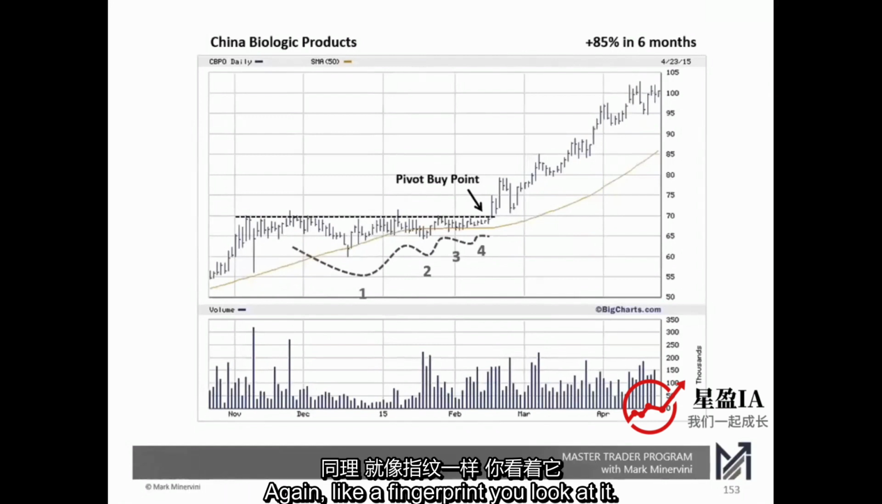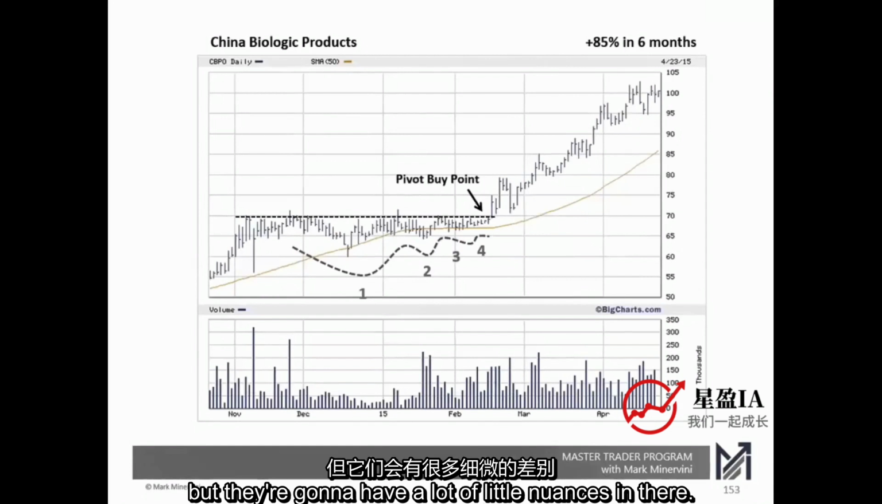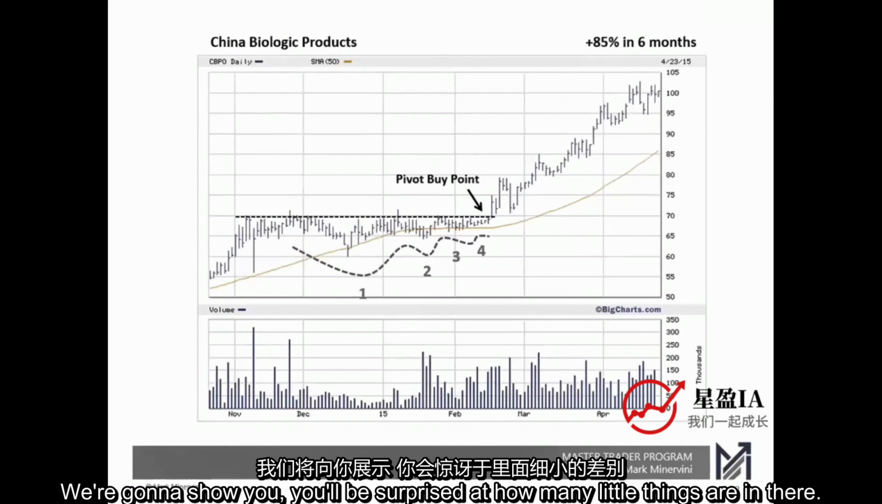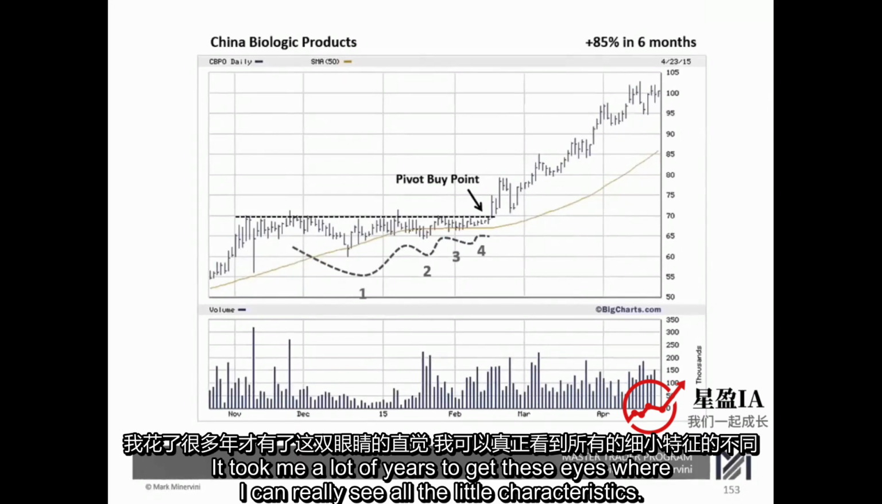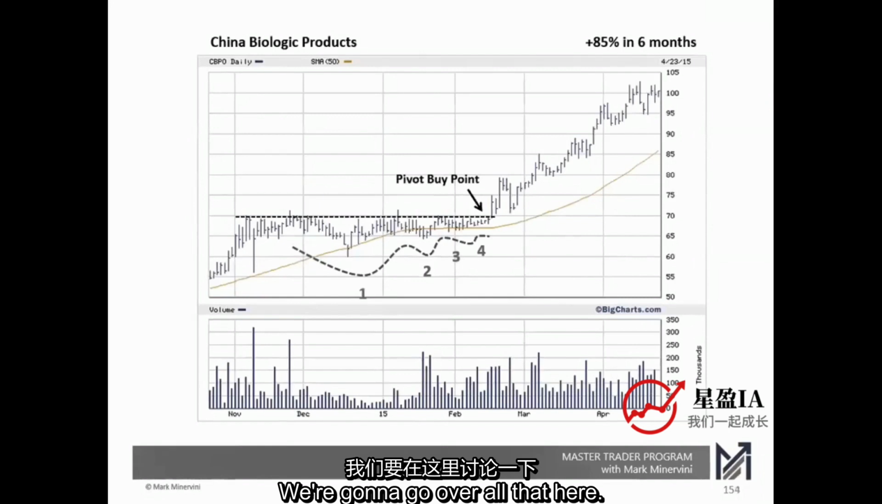And again, like a fingerprint, you look at it and it looks the same, and these will look the same, but they're going to have a lot of little nuances in there. And we're going to get even deeper, and we're going to show you. You'll be surprised at how many little things are in there. It took me a lot of years to get these eyes where I can really see all the little characteristics. Dave is just phenomenal with dissecting volume and seeing things that most people just don't pick up. And we're going to go over all that here.